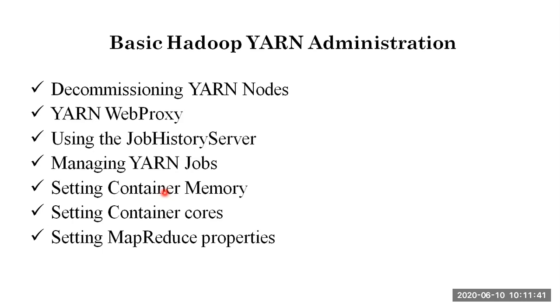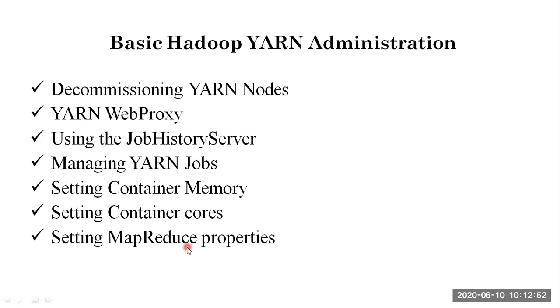Here Yarn manages the application resource containers for the entire cluster, and it does three things. One is managing, second is scheduling, and it deals with. And the last one is setting MapReduce properties.